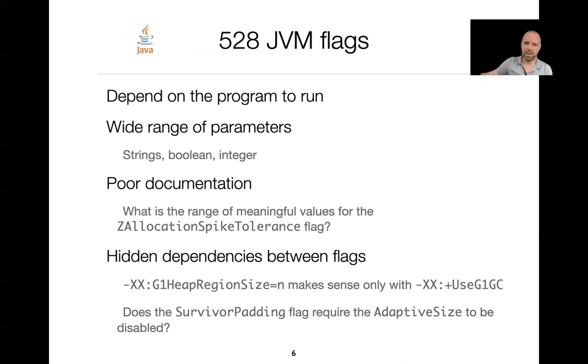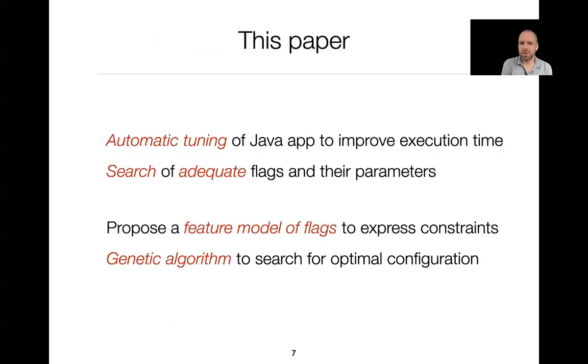So this paper presents a very simple solution that addresses those problems. This paper is about automatically tuning the Java application to improve execution time. The idea is to search for a set of adequate flags and parameters. To achieve that goal, we provide a feature model of flags to express the constraints, and then we feed the benchmarks and these feature models to a genetic algorithm. The genetic algorithm will find an optimal configuration.